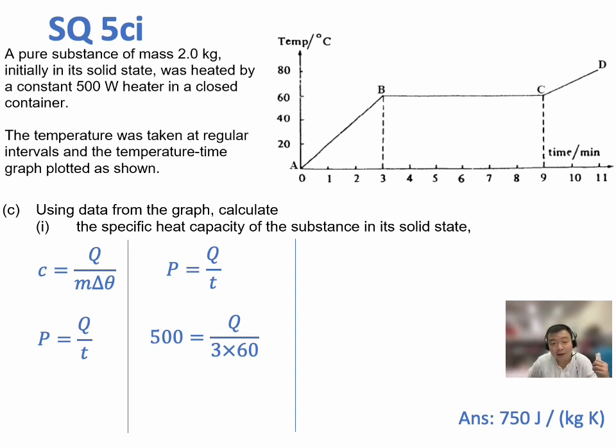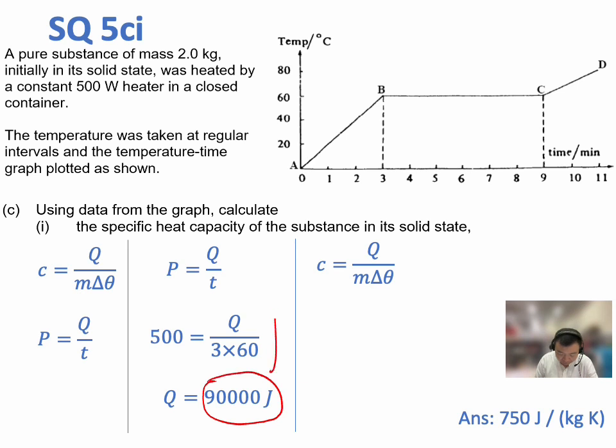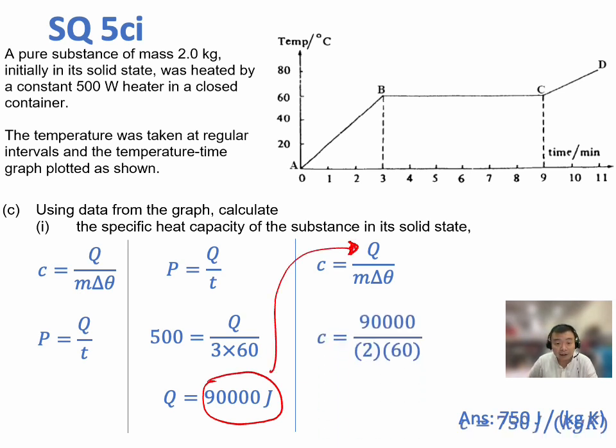So convert the 3 minutes to seconds, and using the power equation, you can calculate what is the amount of energy supplied to the material. Now, this amount of energy is then all given to the material to heat it up. So use the specific heat capacity equation, plug in the same value of Q, and you can then get the answer for specific heat capacity.